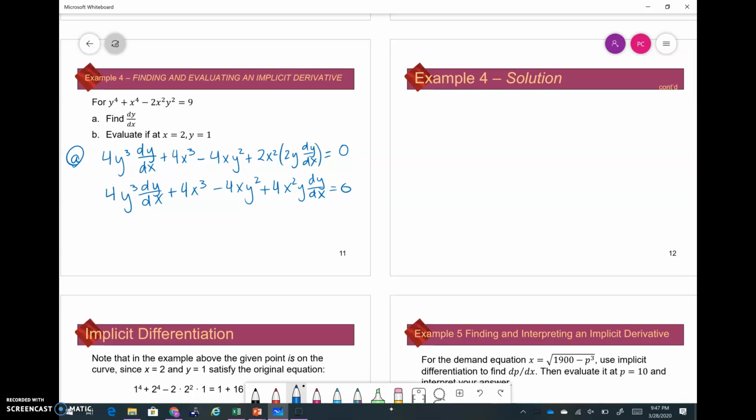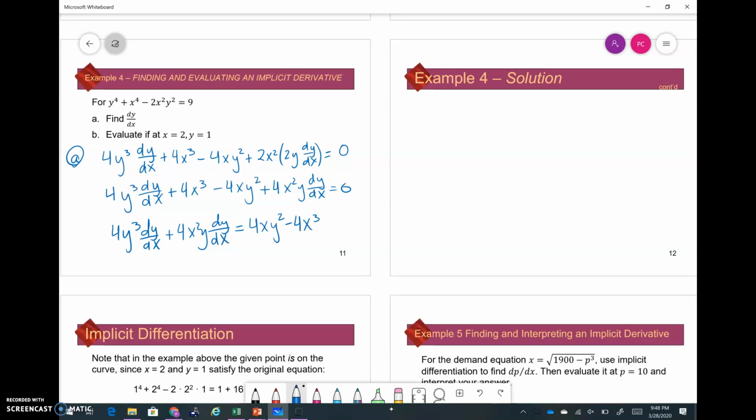The second step is to group all the dy over dx's on one side and everything else on the other. Okay, so I'm going to group all my dy over dx's on the left-hand side of the equation and put everything else on the right-hand side of the equation. Truly doesn't matter which way you go. This is just my preference. So I'm going to have 4y cubed dy over dx plus 4x squared y dy over dx, and that's going to be equal to 4xy squared minus 4x cubed.